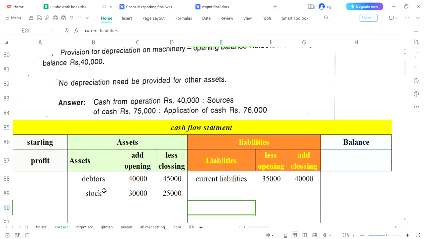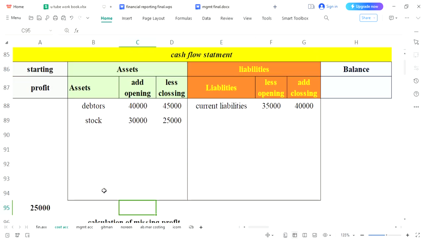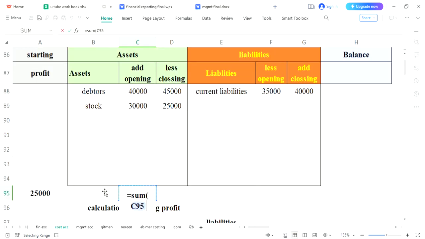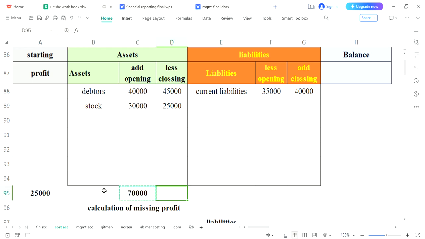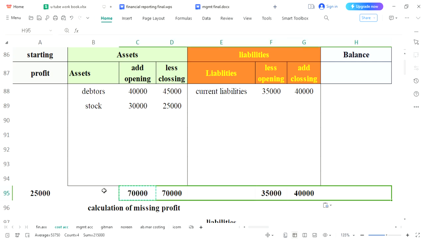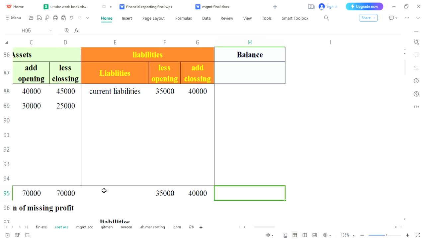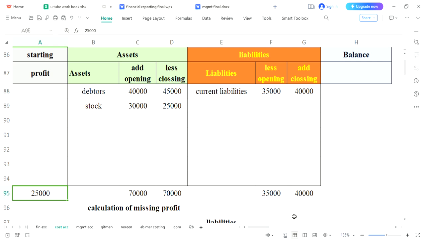Okay guys, now our procedure will start. We will take the sum of all sides present over here. So the sum of all opening assets, then closing assets, then opening liabilities, closing liabilities. Here we will calculate the balance. Finally we will be calculating our balance. And how would you calculate this balance?